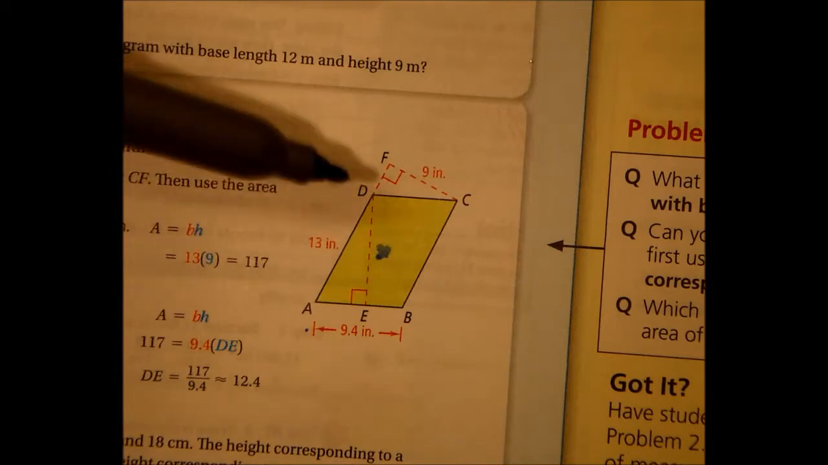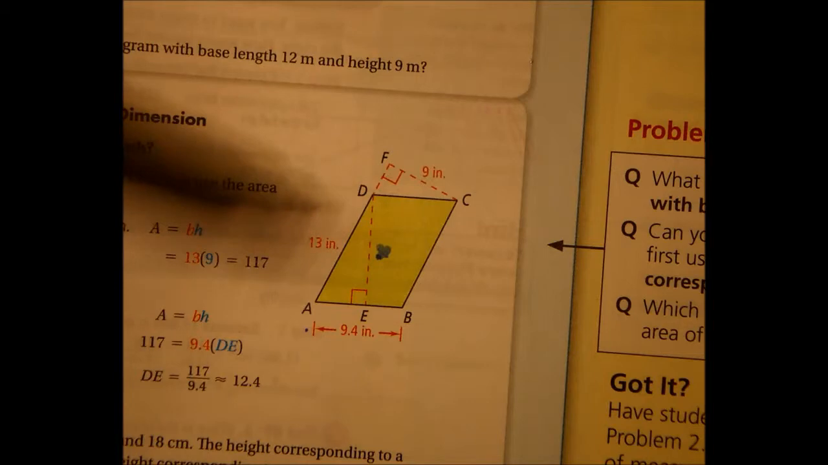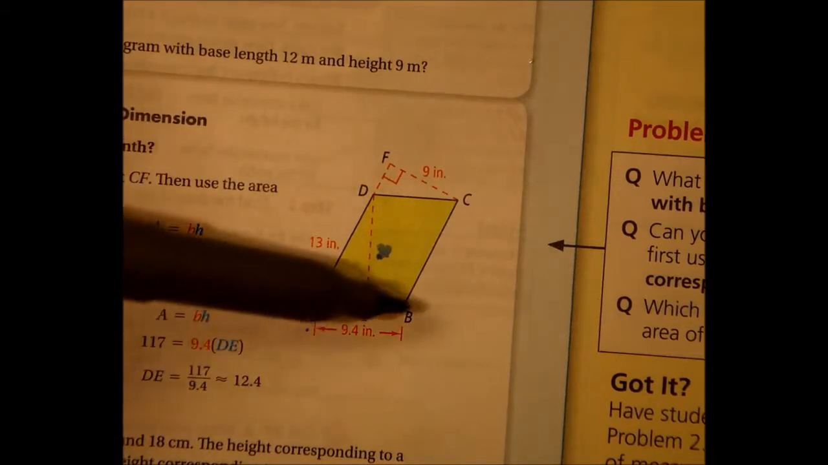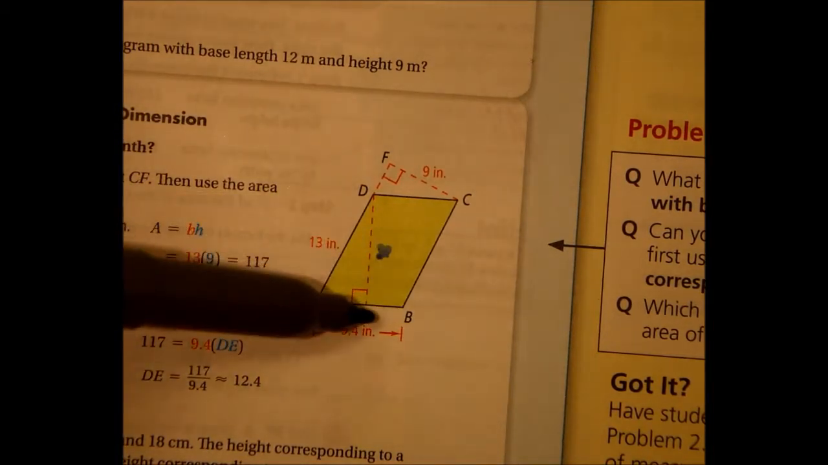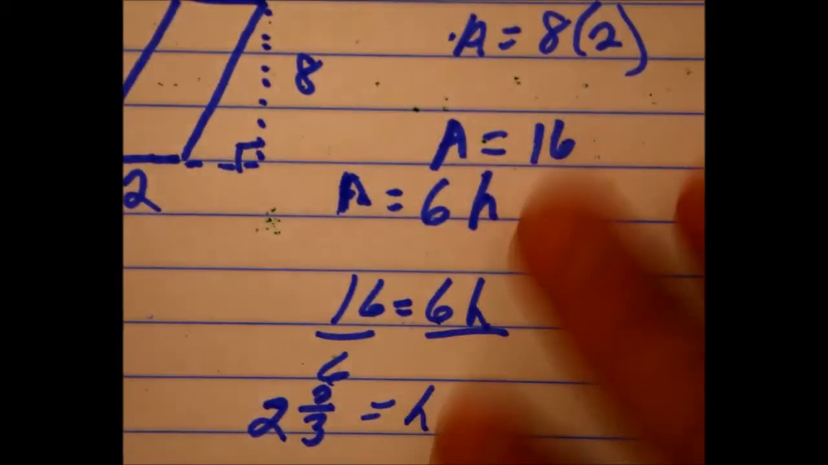Okay. So now instead of measuring the height and using this as the base, they're now using this as the base and this is the height. Okay. So we'll go back to the paper and I'll show you the math. We know that it's 9 times 13. Okay, so that's one of the area problems. And the second area problem would be 9.4 times x in this case.